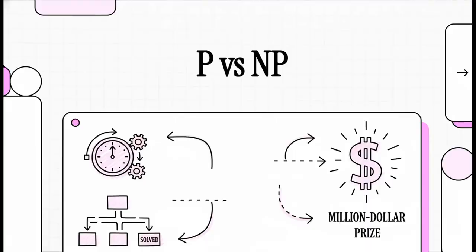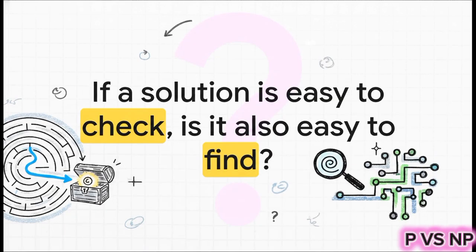All right, let's dive into one of the most profound, most important unanswered questions in all of computer science. Seriously, this is a puzzle so fundamental that there's a $1 million prize waiting for whoever solves it. We're talking about P versus NP. Now, at its heart, this incredibly complex topic comes down to a really simple, almost beautiful question.